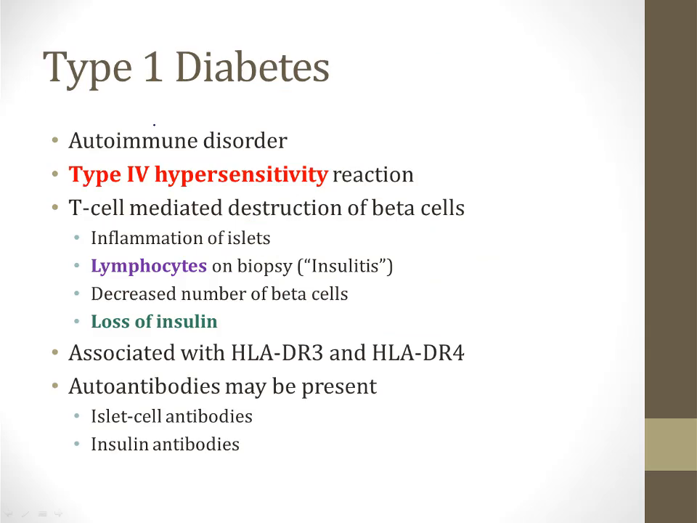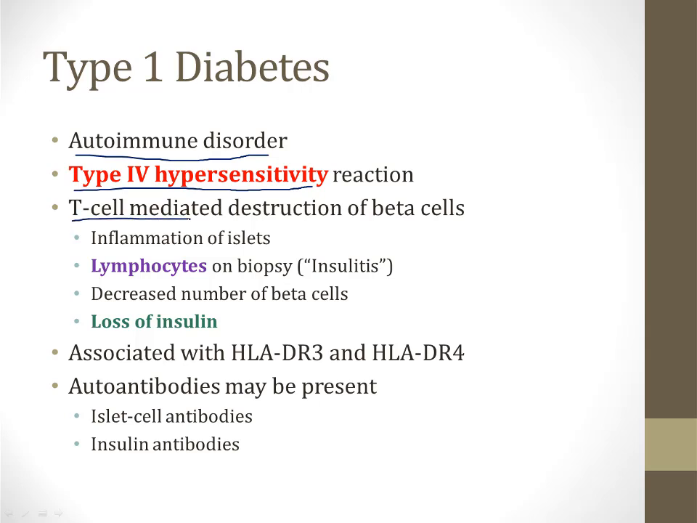Now let's begin our discussion of the pathophysiology of diabetes. As you may know, there are two types of diabetes, type 1 and type 2. Type 2 is by far the much more common type, but we'll talk about type 1 first. So type 1 diabetes is an autoimmune disorder. It is an example of a type 4 hypersensitivity reaction, which means it is a T-cell mediated disorder.